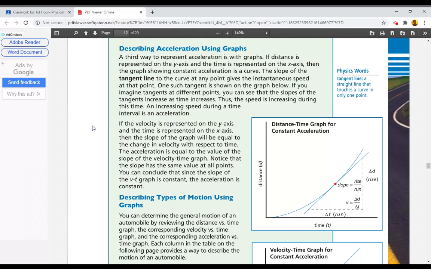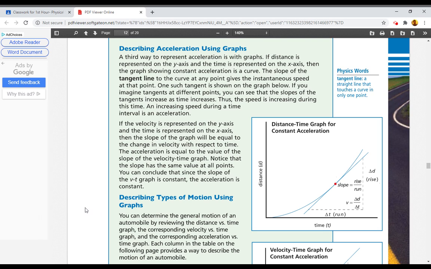If the velocity is represented on the y-axis and the time is represented on the x-axis, then the slope of the graph will be equal to the change in the velocity with respect to time. The acceleration is equal to the value of the slope of the velocity time graph. Notice that the slope has the same value at all points. You can conclude that since the slope of the VT graph is constant, the acceleration is constant.